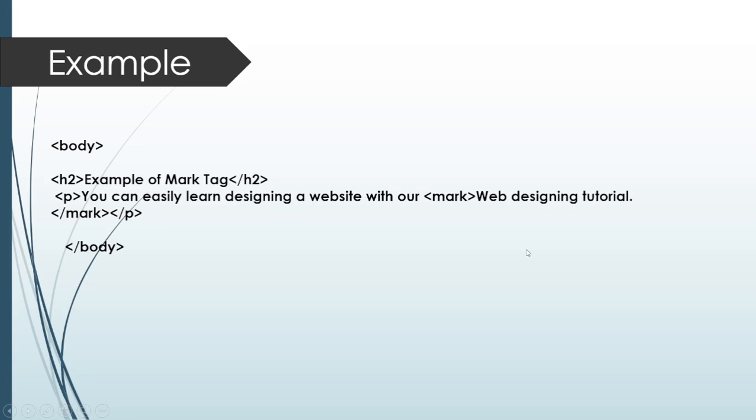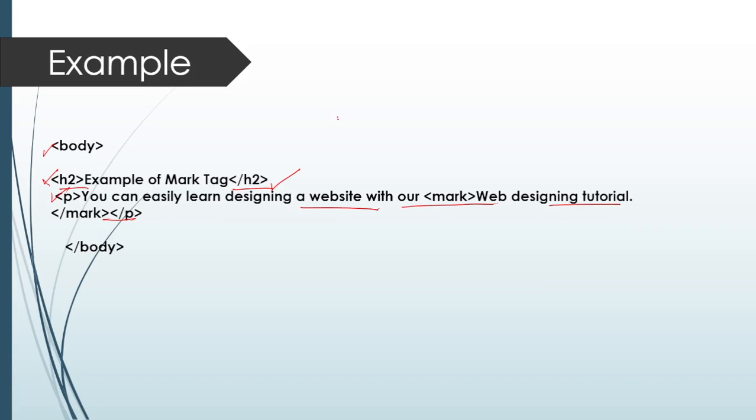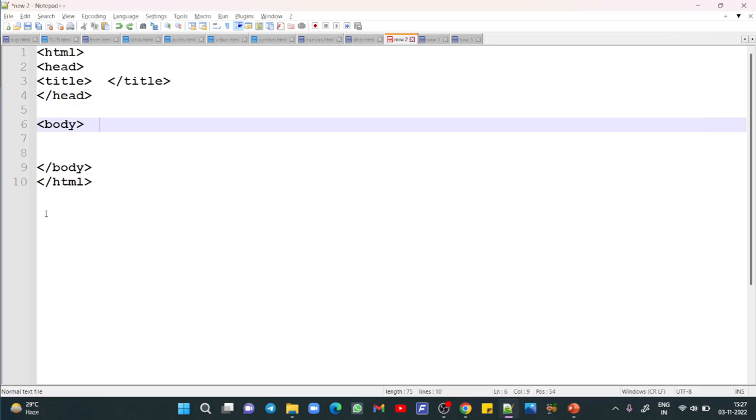As you can see here, the syntax says that in between the body tag, we have written one statement using the heading 2, that is the H2 tag. Then we have used the mark tag and the P tag. You can easily learn designing a website with our web designing tutorial. Before this particular statement we have started the mark tag, and after this statement we have closed the mark tag. That means only this particular section will get a yellow background. Okay, so let's move to the practical section.